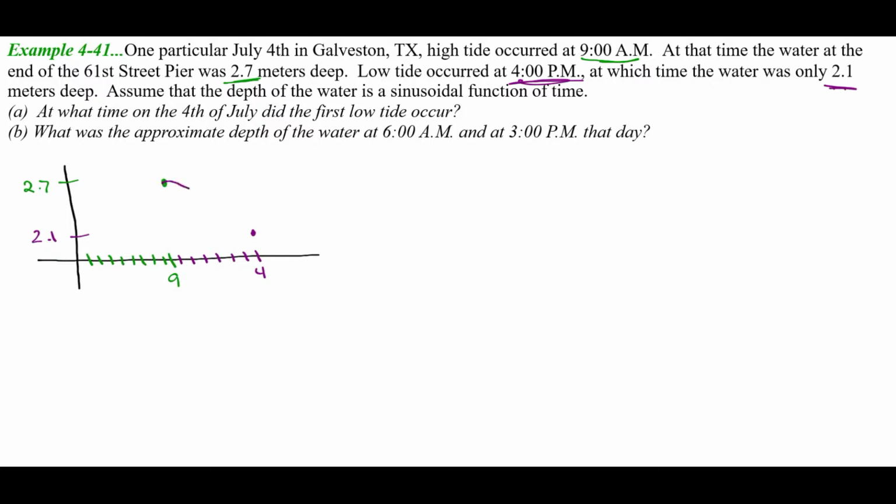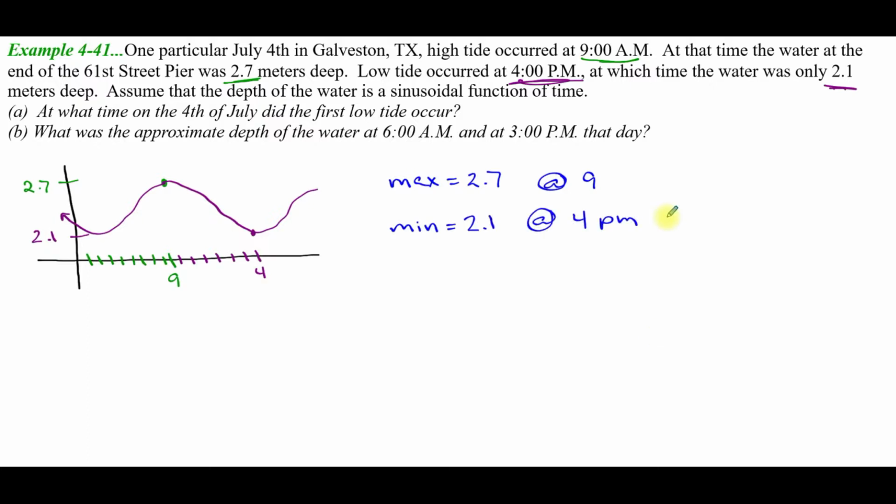So my curve is coming down to the minimum, and then it would go back up, and then obviously here it's going to come down, it's going to hit this minimum again and kind of go back up. So we know our maximum is 2.7 and it occurred at 9 a.m. And then we know our minimum is 2.1 and it occurred at 4 p.m.